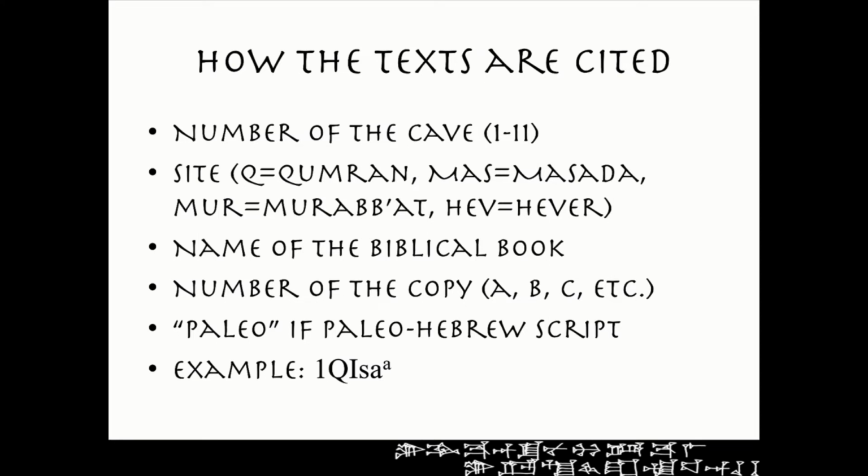1Q Isaiah A would be, it was found in Cave 1. The Q represents Qumran, so it was found at Qumran. It's the biblical book of Isaiah, and it was the first scroll of Isaiah that they found. So 1Q Isaiah A. If it was 1Q Isaiah B, it would be the second Isaiah scroll that was found. If it were 1Q Paleo Isaiah A, then it would be Isaiah that was written in this Paleo-Hebrew script. So there you go.